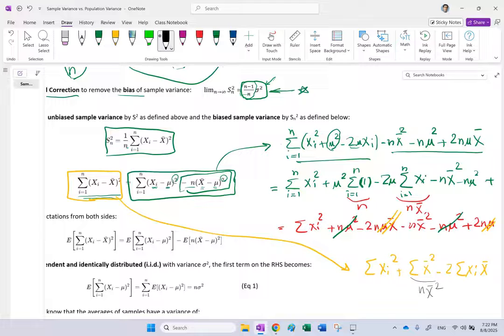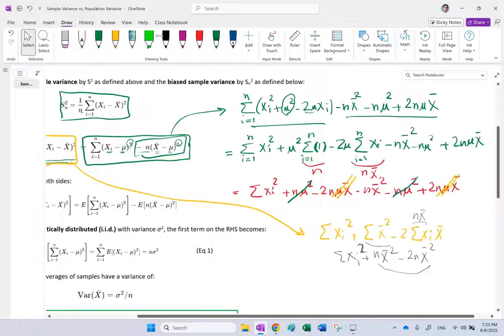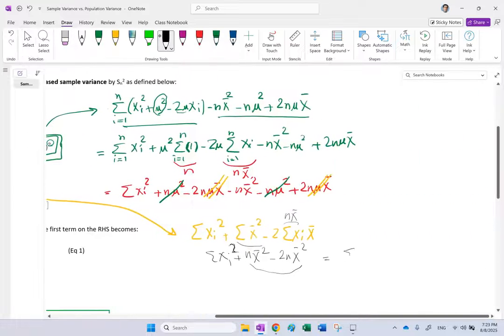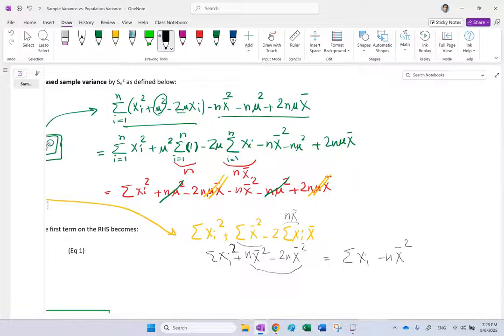Here x bar can come out. It's going to be the summation of xi, which was n x bar, if you remember. So this whole thing will be 2n x bar squared. And then plus the summation of xi squared. And now n x bar squared and negative 2n x bar squared, if you simplify, that is going to be negative n x bar squared. Okay, so this is the left-hand side.